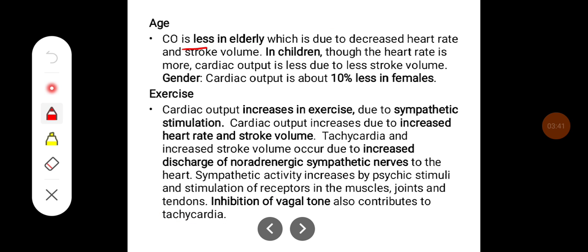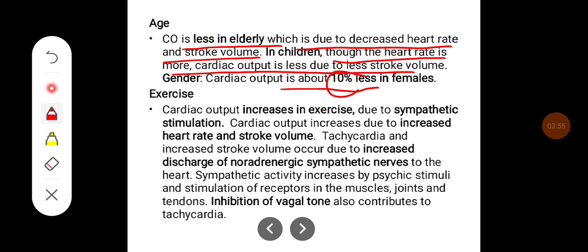Cardiac output is less in the elderly, which is due to the decreased heart rate and stroke volume. In children, though the heart rate is more, cardiac output is less due to the lower stroke volume. The cardiac output is about 10% less in females.